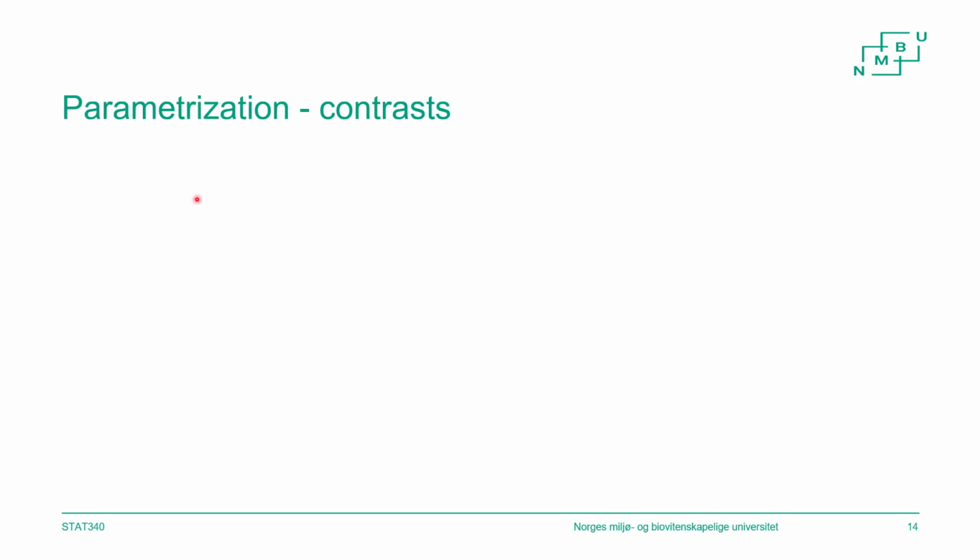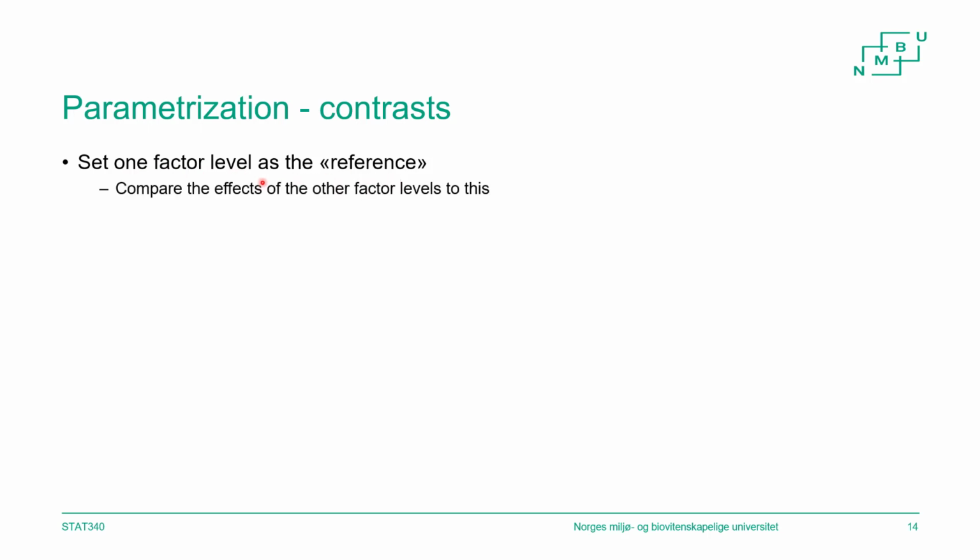And then we have to say a few words about parametrizations and contrasts, because this affects the output we get. There are two ways of doing it. There are more, but there are two ways we will discuss here in this course. The first one is to use one of the factor levels as a sort of reference level, and I mentioned this before. So we want to compare the effects by comparing how the response is at the other factor levels compared to this reference level.